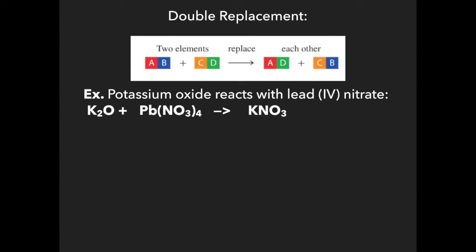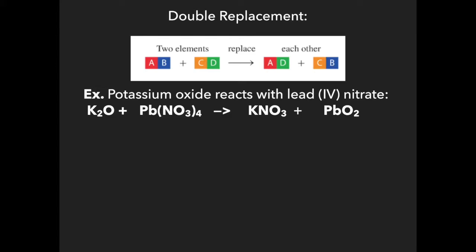Lead and oxygen are going to form a compound. So lead has a +4 charge. Oxygen has a -2 charge. So when you cross your charges and then simplify, that's going to make PbO2. Notice your metal always goes first, followed by your non-metal. So that's what can help you to determine which element needs to go first in the compound.